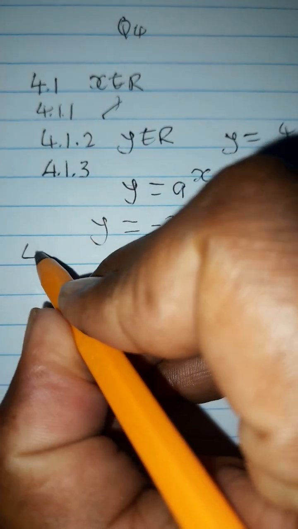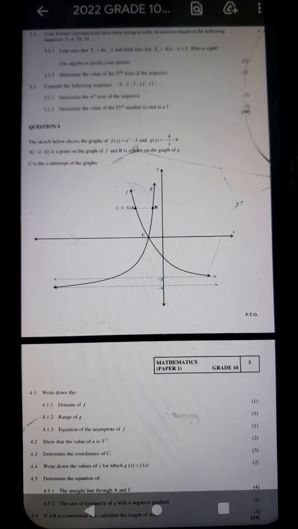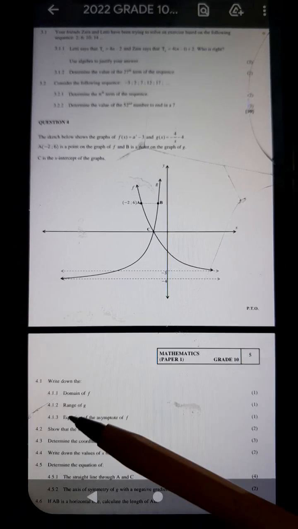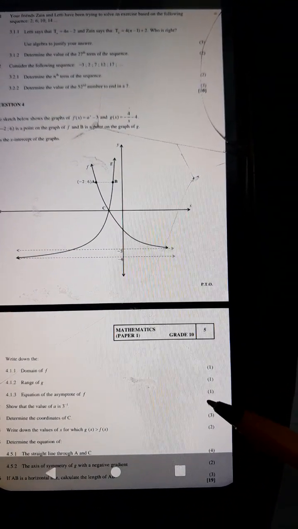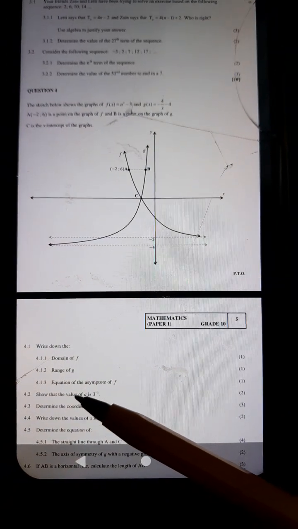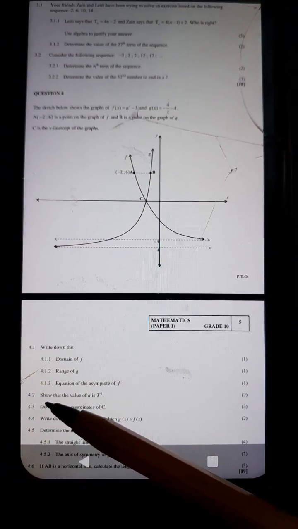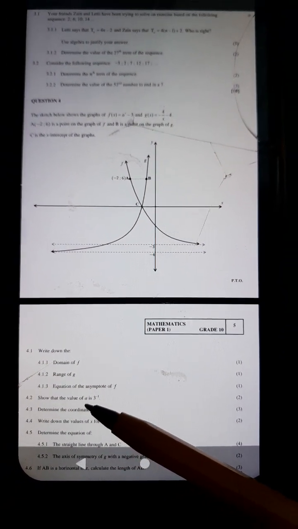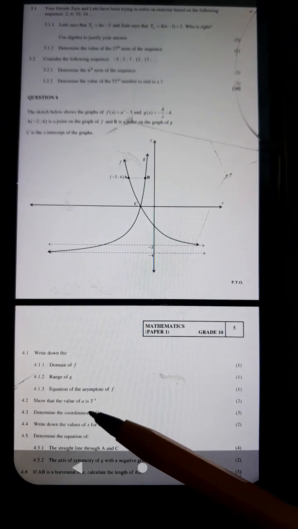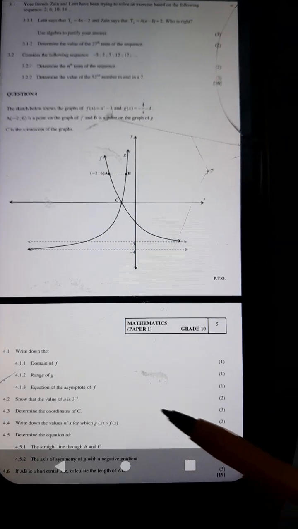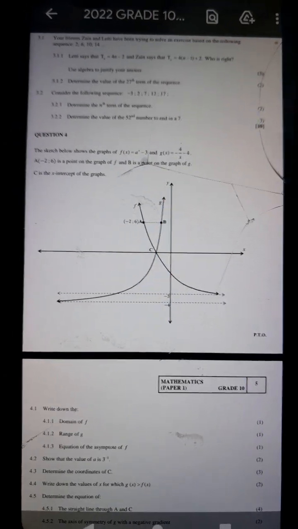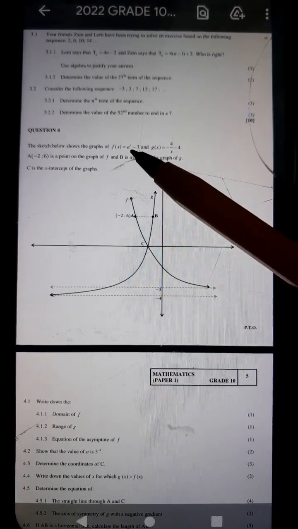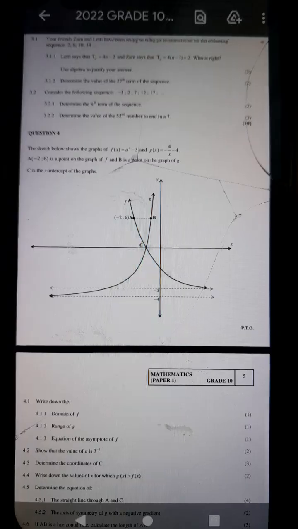So now we'll move to 4.2. Remember I told you, so we did get this one mark and this one mark and this one mark. Now let's look at 4.2. Show that the value of a is 3 to the power of negative 1. How many marks is that? 2 marks. So we are going to use this equation, which is f of x equals a to the power of x minus 3. Let's put that into practice.